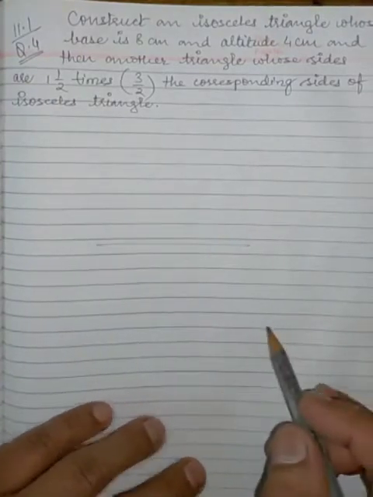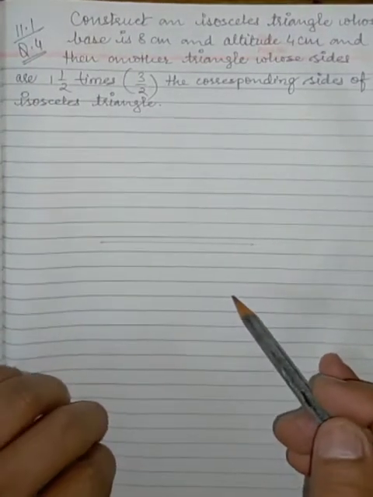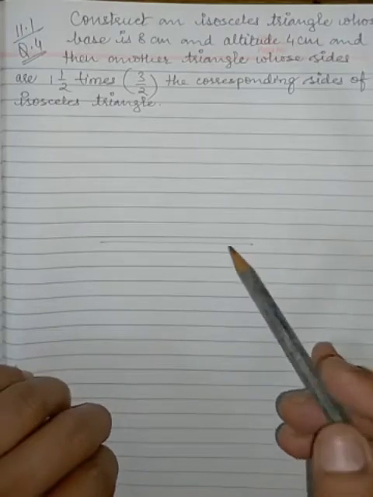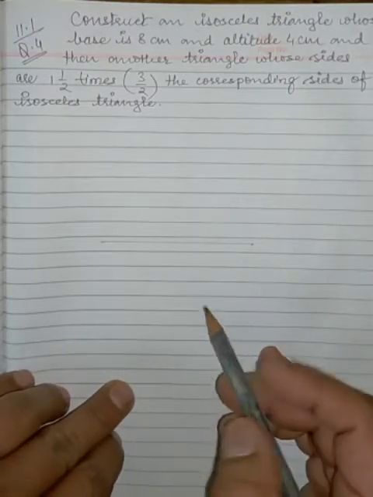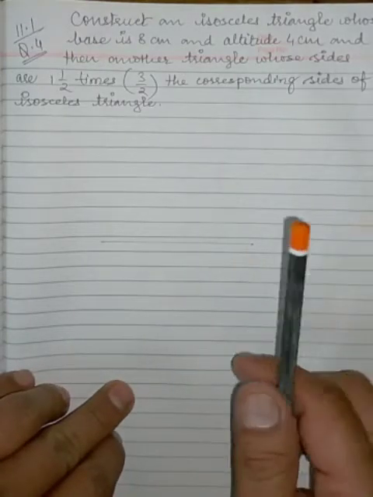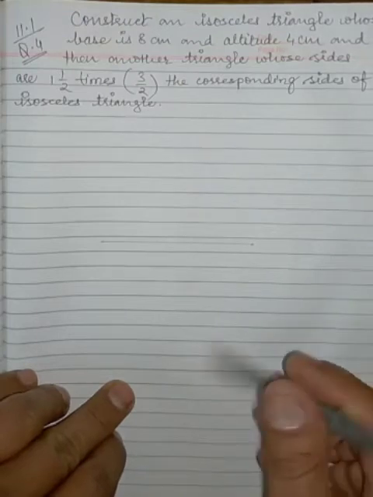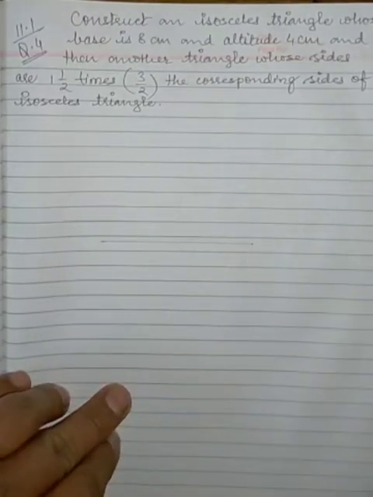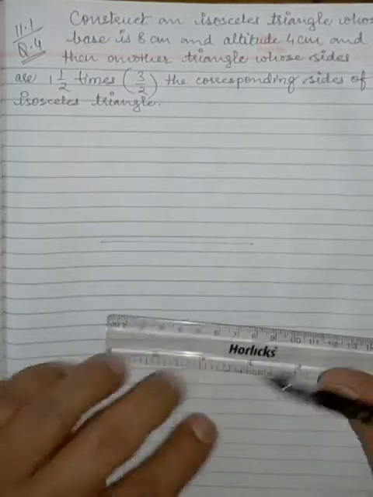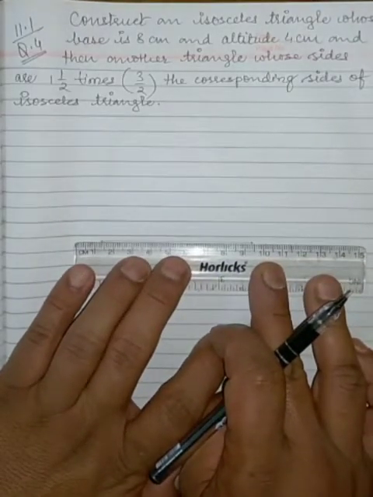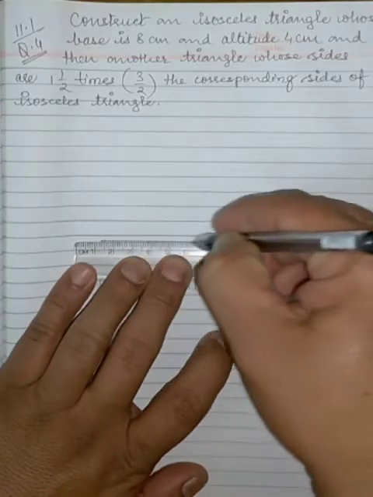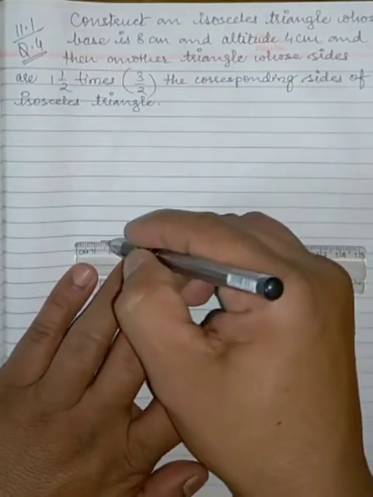Then, as we know that in an isosceles triangle, the altitude perpendicularly bisects the base. So if it is bisecting perpendicularly, in that case, we will draw the perpendicular bisector of the base. As my pencil is not very dark, I am doing it with a pen, so it will be clearly visible to all of you. Now it is clearly visible.